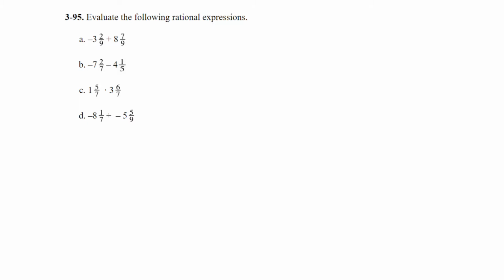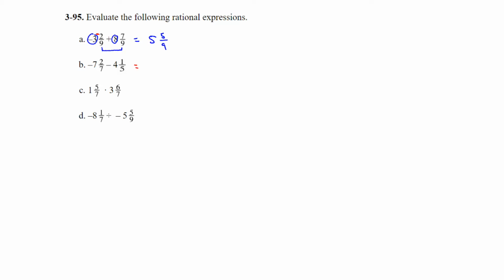Question 95. Evaluate the following rational expressions. So on some of these, once again, I don't want to over-focus on these, but to be able to solve these, you can use your calculator. That's perfectly fine, or you can solve them this way as well. No problem either way. We do have a positive 8 and a negative 3, so if we add those, that will be a 5. We have a positive 7/9 and a negative 2/9, so that would be 5/9. So we have 5 and 5/9. So I added my whole number, and then I added my parts of the whole number. But do remember, this is a negative 2/9 because that whole number represents a negative.